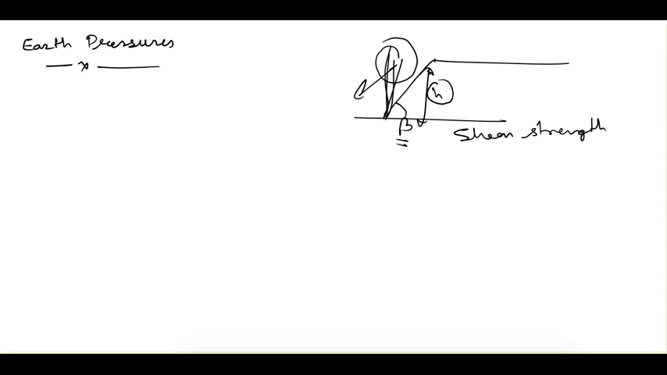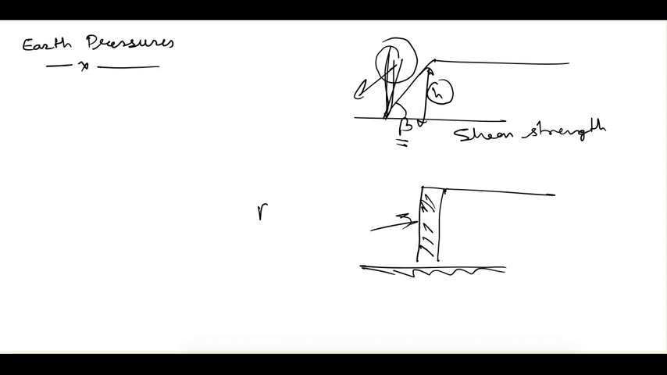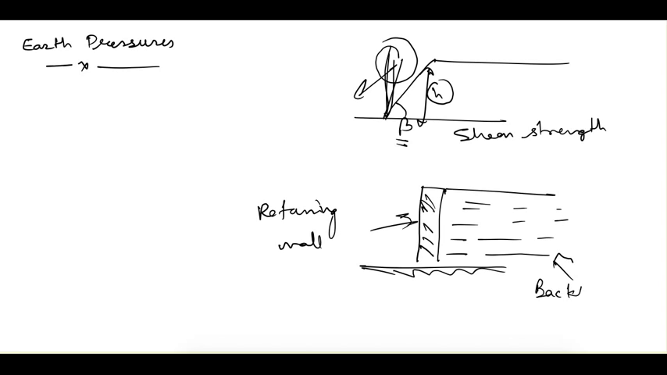But there are many practical situations where space is limited. It means that we cannot allow the soil mass to take the slope at which the shear strength is more than the shear stresses. So we need to limit the soil mass. For that we construct this wall, that is called a retaining wall, and we fill the soil behind this wall, and this soil is called backfill.